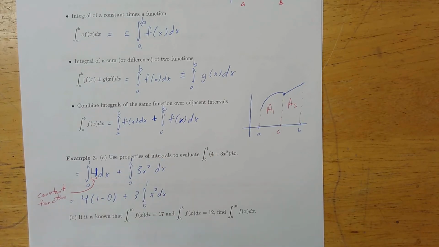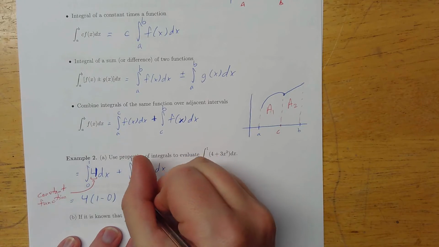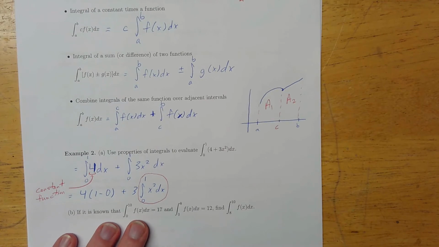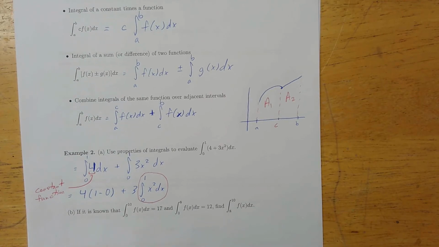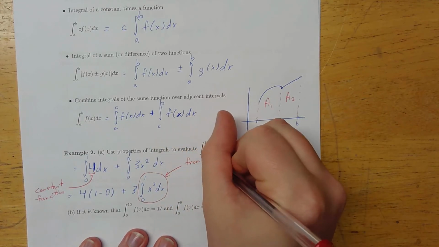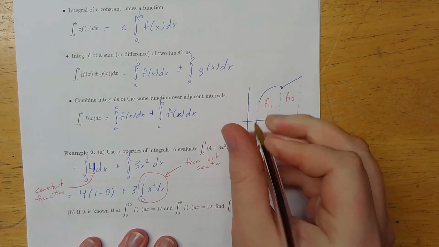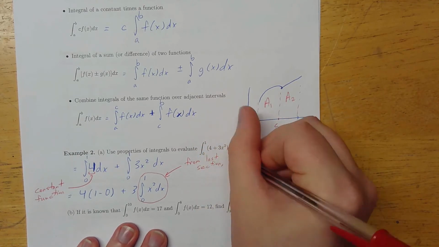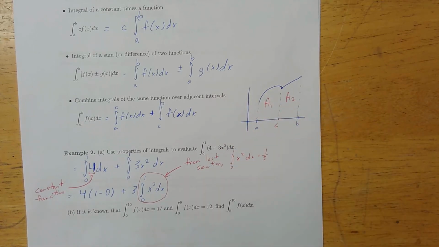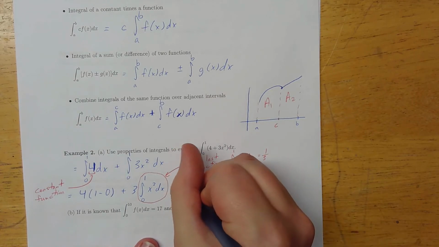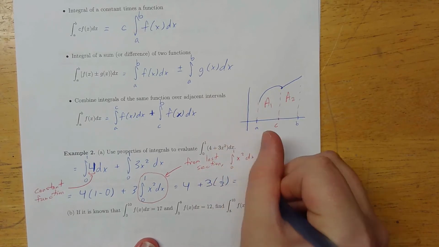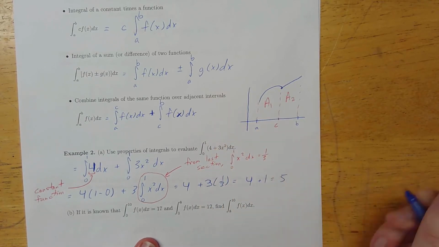Well, how do we find the integral from 0 to 1 of x squared dx? It turns out this was the thing we were looking at last section, where we were trying to look between 0 and 1 and find the area under the curve of x squared. And we said from last section, the integral from 0 to 1 of x squared dx is equal to 1/3. So that means at the end of the day, we have 4 plus 3 times 1/3, or 4 plus 1, which would be 5.